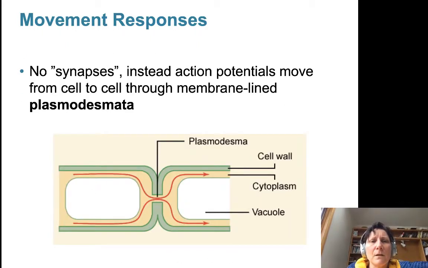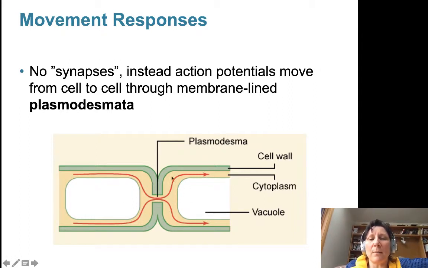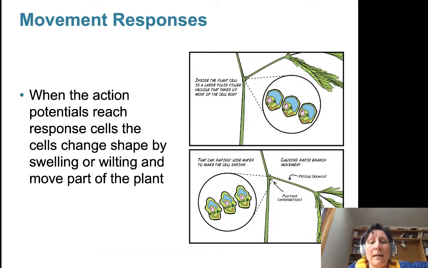Now, as he mentioned, there are, of course, no synapses in plants. So instead, those action potentials are going to travel through those plasmodesmata going from cell to cell. So hopefully you remember all about the plasmodesmata. So it's going to travel through those going from cell to cell until it gets to the target where it's wanting to go. And he actually just told you about this, but let me tell you a little bit more.